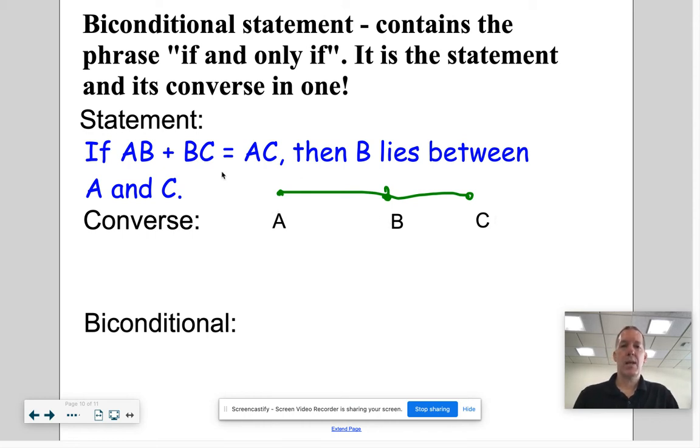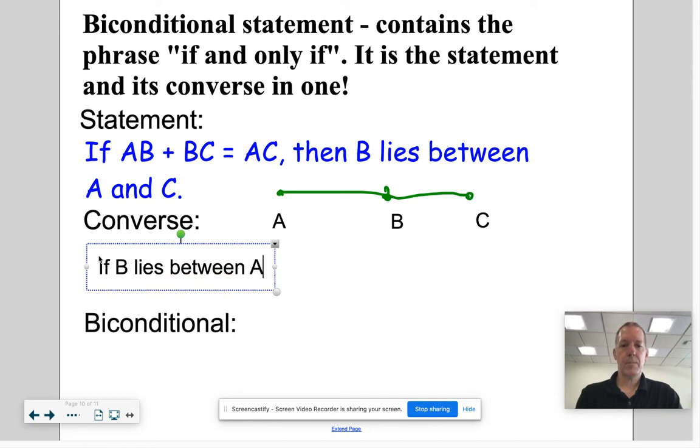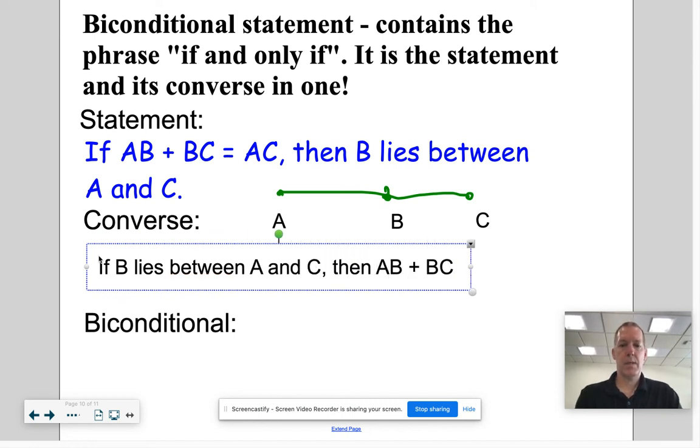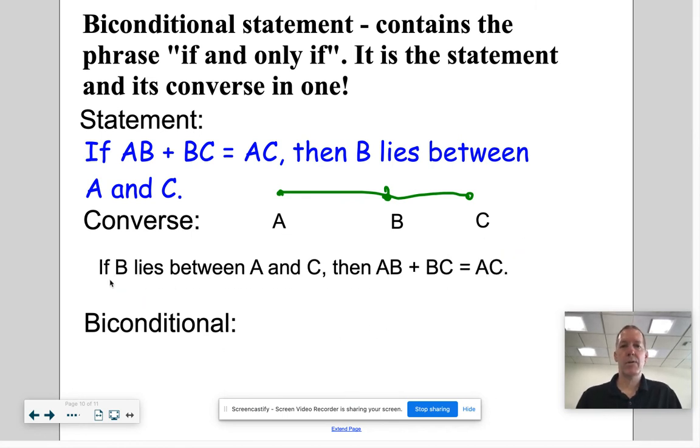And I can write it the other way too. If I were to reverse this and say if B lies between A and C, then AB plus BC equals AC. That is the converse of it. And this converse, if B lies between them, then AB plus BC equals AC, well, that's true too. So if you get a statement where the conditional statement and the converse are both true, then you can combine them. Remember I said mathematicians are lazy? This is another way we're being lazy.